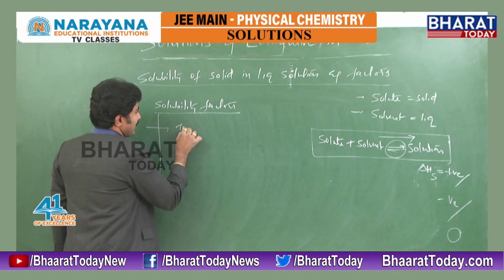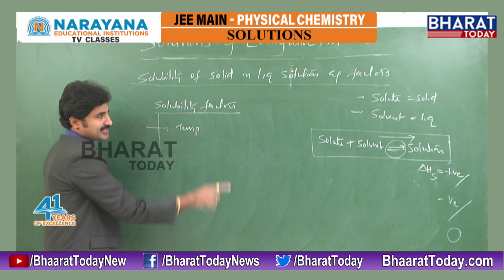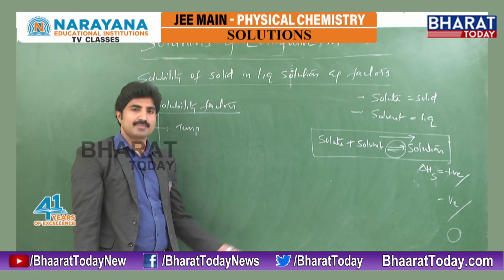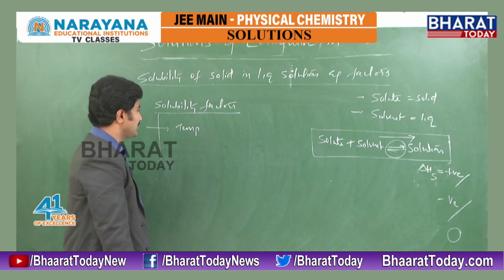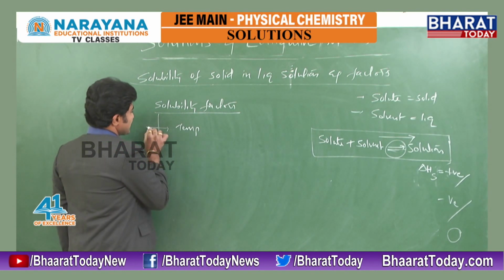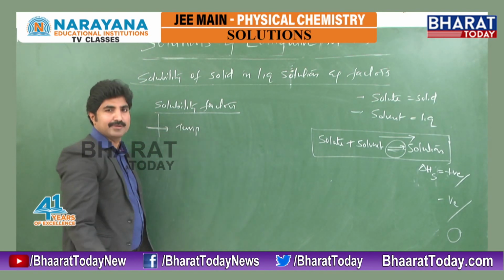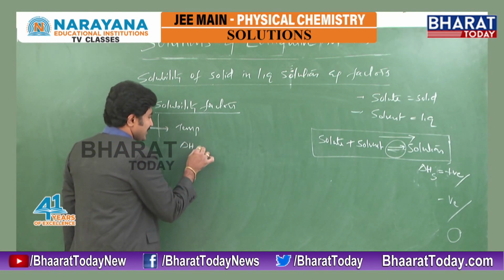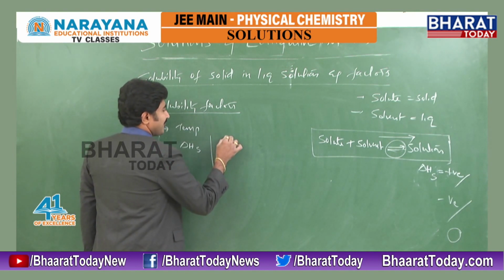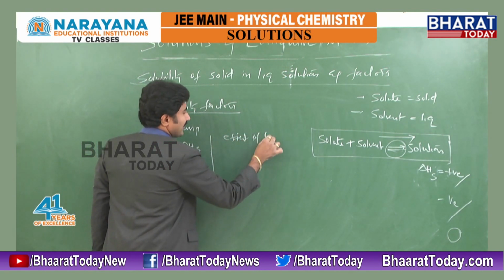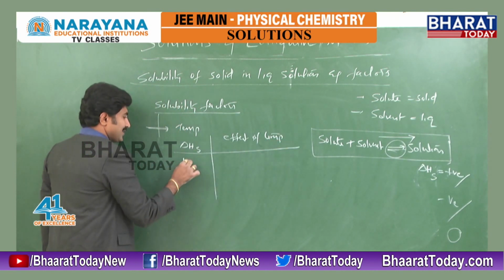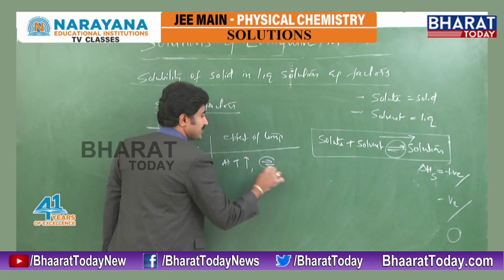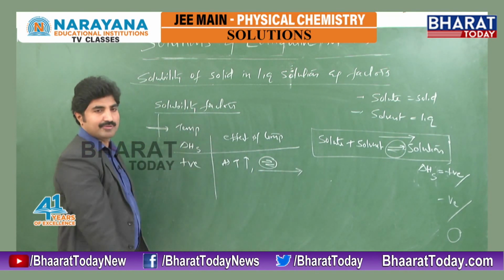So the major part is temperature, because there is a heat of solution that may be endothermic or exothermic or maybe zero value. So based on that delta H, we can explain the effect of temperature on that equilibrium by using Le-Chatelier principle. If it is an endothermic process, as the temperature increases, what happened? Equilibrium will be shifted in the endothermic side, that is in the forward direction.